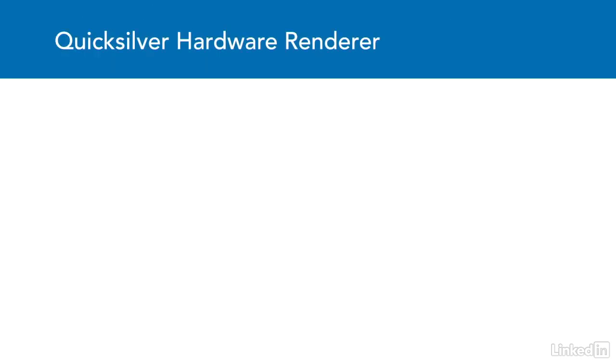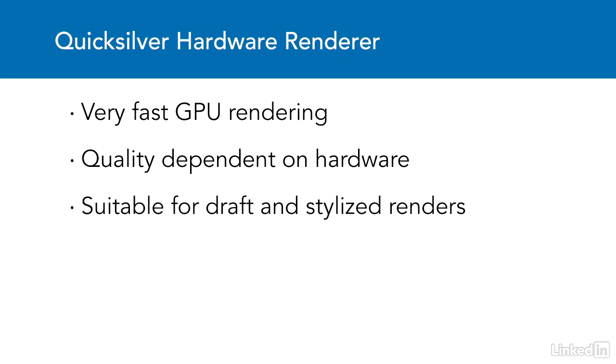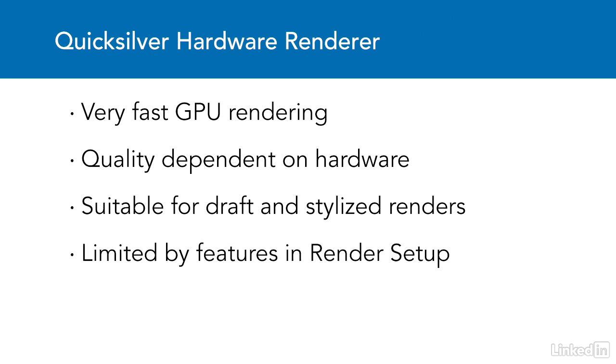The Quicksilver Hardware renderer is a very fast GPU renderer. It uses your video hardware. The quality of the end results depends upon your hardware. If you've got a very good graphics card or subsystem, then you'll be able to achieve better quality using Quicksilver. Quicksilver is suitable for draft or stylized renders, but it is limited by the features that have been made available in the render setup dialog box.